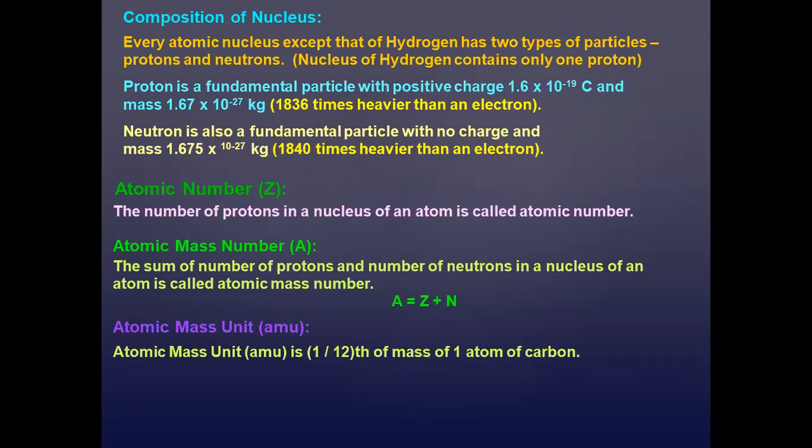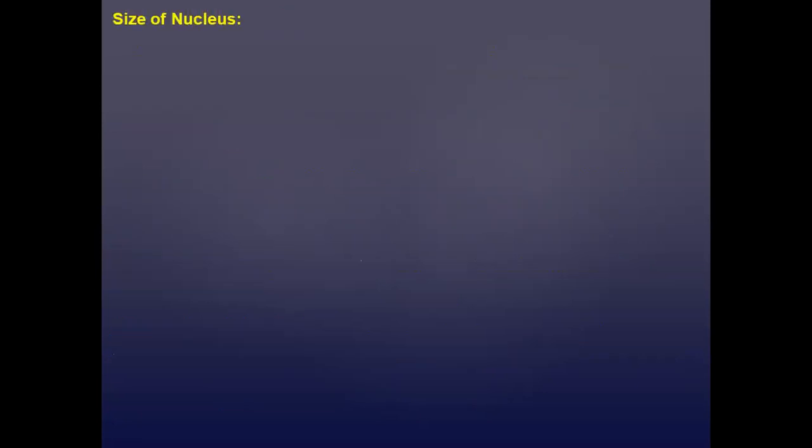Atomic mass unit. The atomic mass unit is the unit used to express atomic and molecular weight. One atomic mass unit is equal to 1/12 of the mass of the carbon atom. So its value is 1.66 into 10 raised to minus 27 kg.